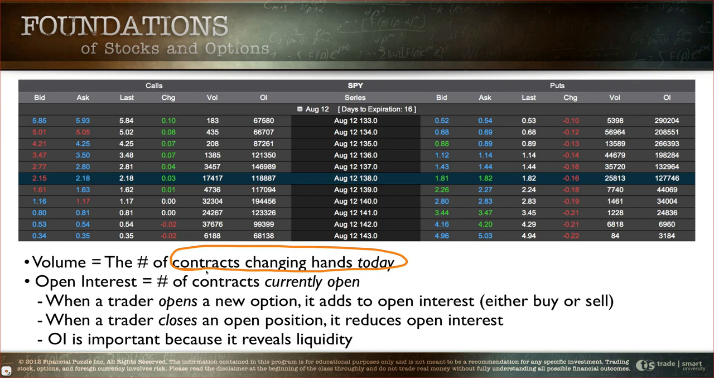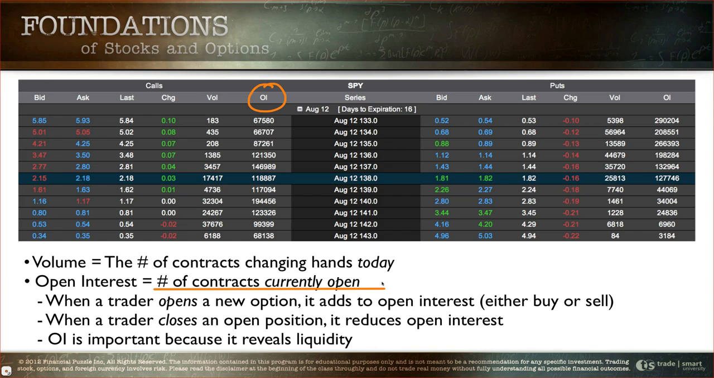It is today. Now you compare that with open interest. What is open interest? OI. For those of you familiar with the language of Portuguese, oi means hi. In option trading, OI means option open interest, all right? Open interest is the number of contracts currently open. There's a difference in volume and open interest. Volume is the number of contracts traded today. Open interest is the number of contracts currently open.